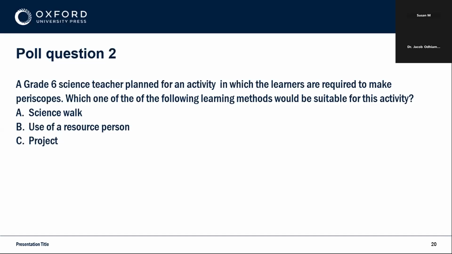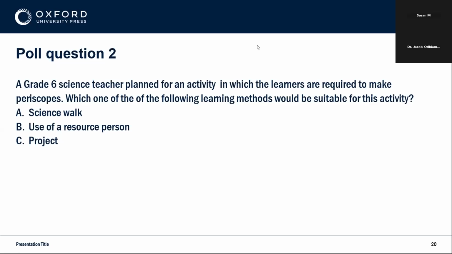Everybody has got it right. That means you are very attentive. You can see making a periscope requires a lot of time, more than 40 minutes. And if they are going for a science walk, it is mainly for observing things.